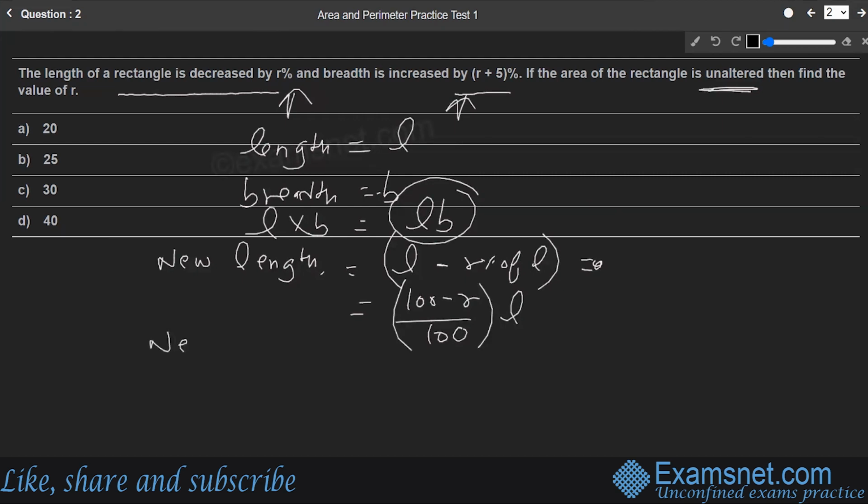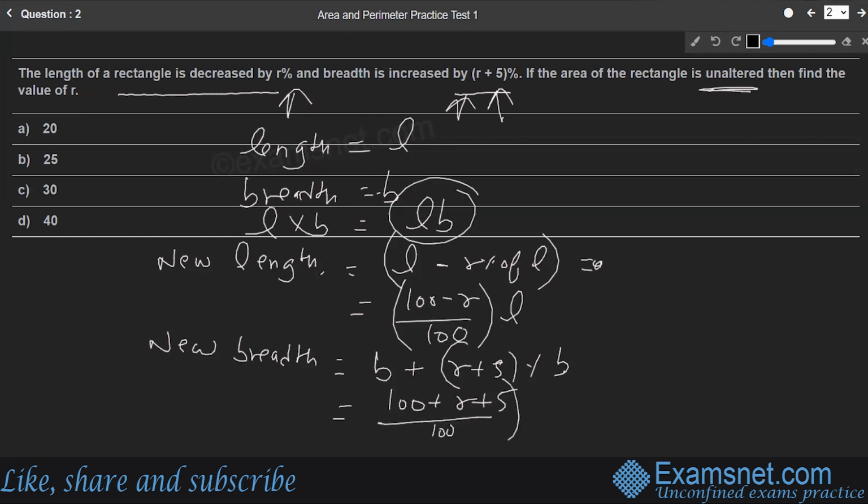Similarly, he talks about the new breadth. New breadth is becoming how much? New breadth, he says, is increased by r plus 5%. So it has to be old breadth plus r plus 5% of the old breadth. If we solve this expression further, this actually comes out to be 100 plus r plus 5 divided by 100 times the breadth. This is going to be the new breadth.